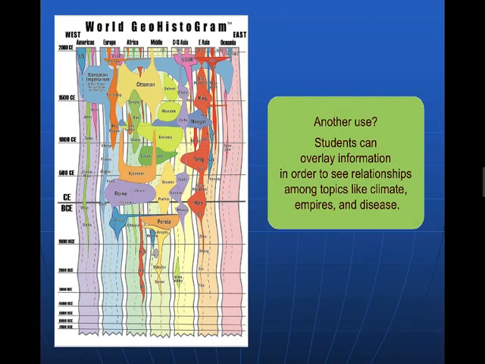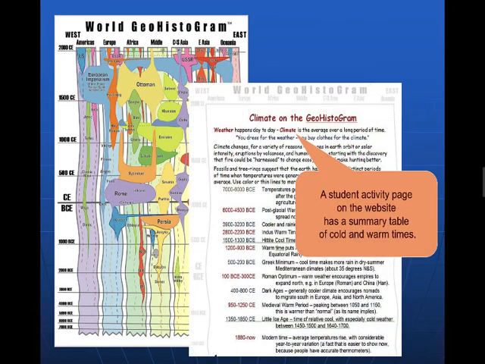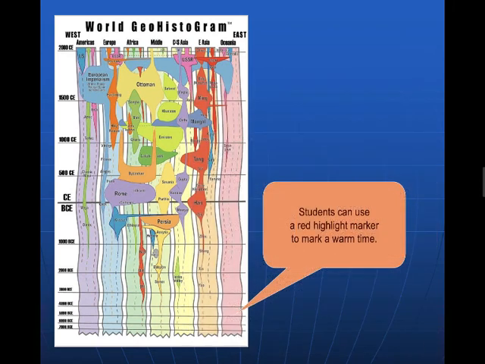Another use is that students can use a printed activity and overlay information in order to see relationships among topics like climate, empires, and disease. And like I say, there is a student activity page in your handout packet and on the website.